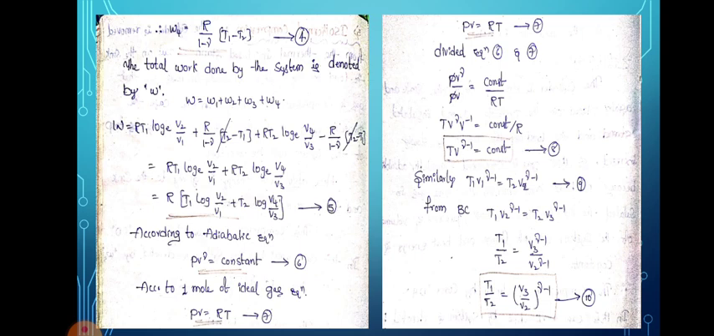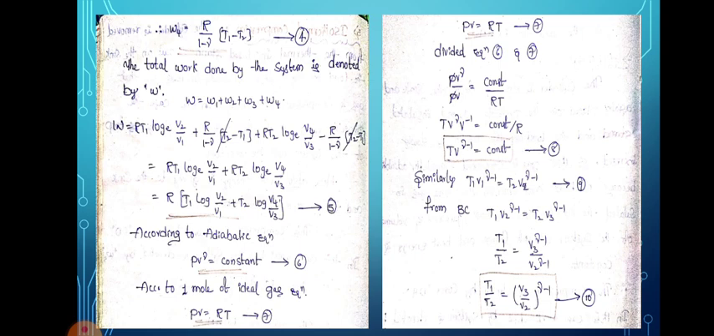According to the adiabatic equation, PV to the power of gamma is equal to constant. This is equation number 6. According to one more, the ideal gas equation, PV is equal to RT. This is equation number 7. Dividing equation 6 by 7, PV to the power of gamma by PV is equal to constant by RT. P gets cancelled. So T into V to the power of gamma minus 1 is equal to constant by R. Therefore T into V to the power of gamma minus 1 is equal to constant. This is equation number 8.